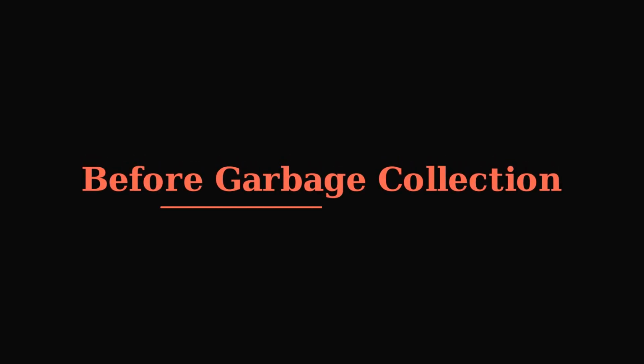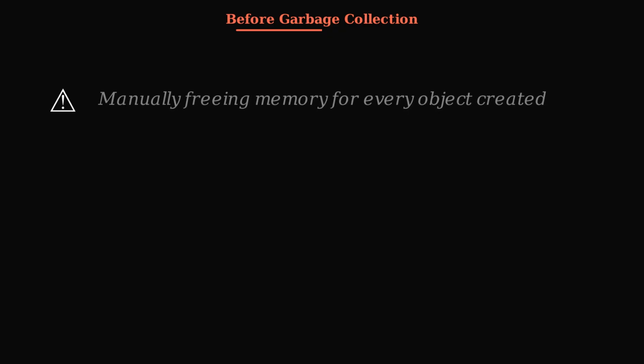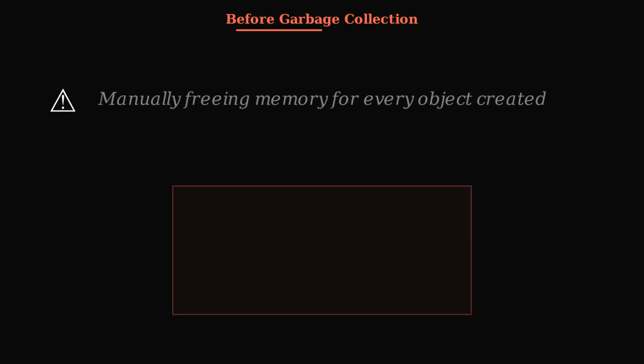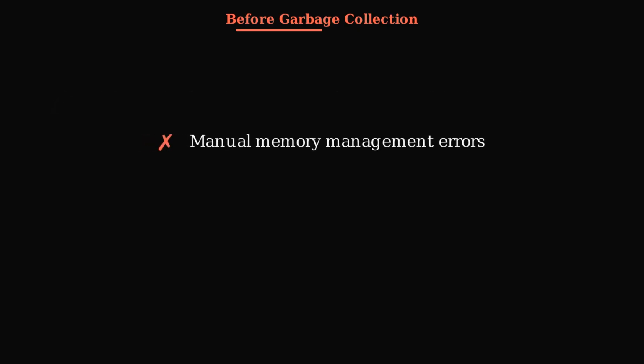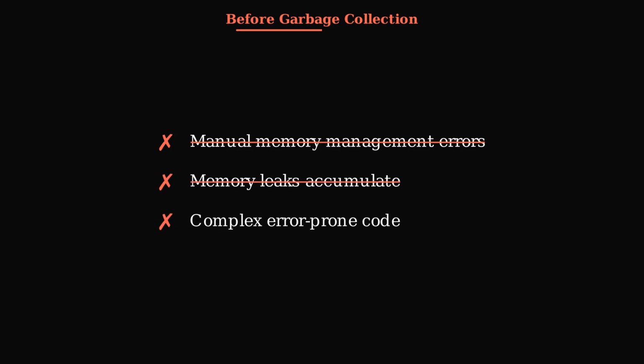So what happens without garbage collection? Manually freeing memory for every object created. Look at how messy the code gets. Manual memory management errors. Memory leaks accumulate complex error-prone code. There has to be a better way.